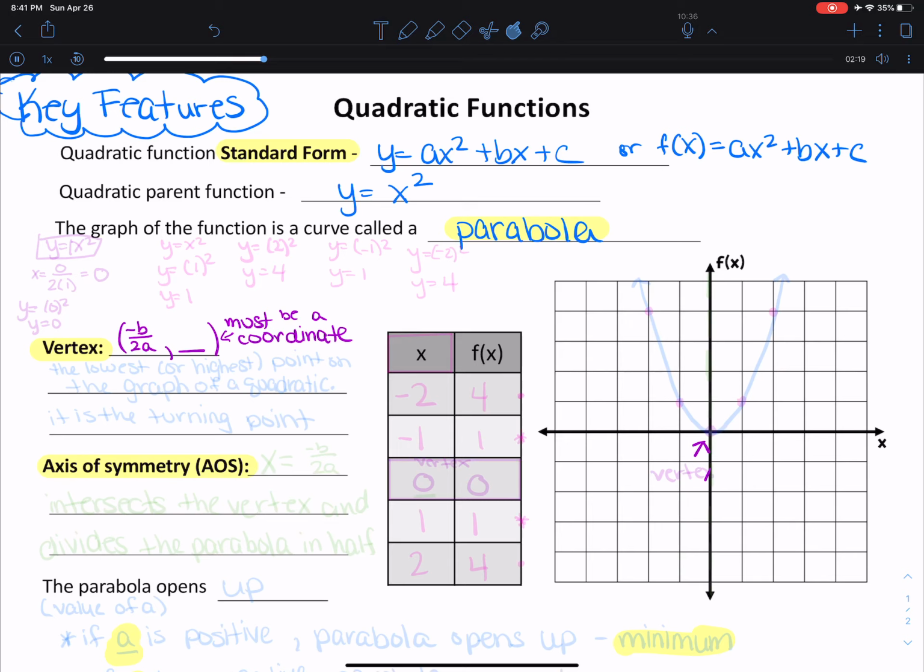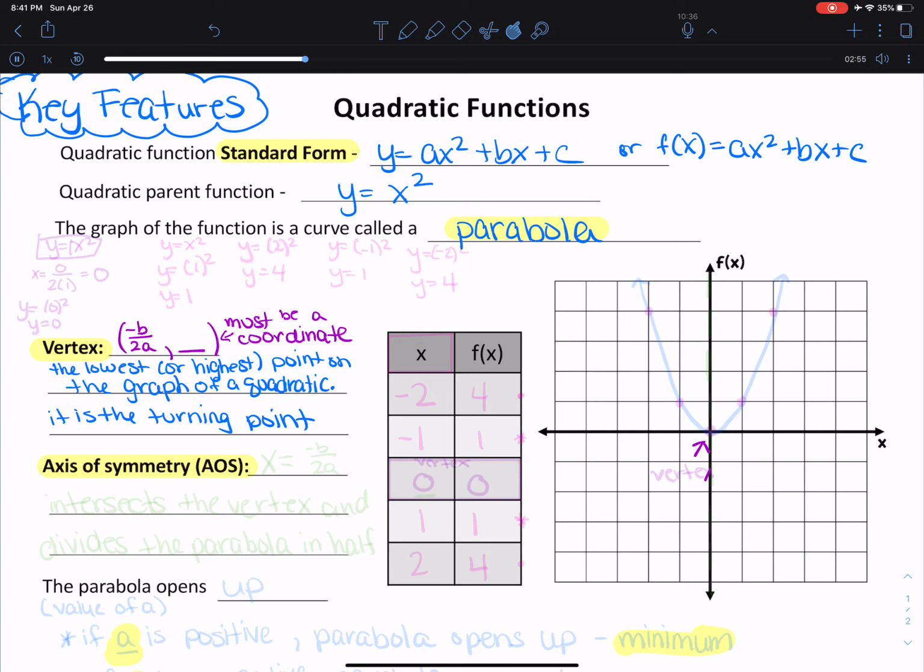The definition of a vertex is the lowest or highest point on the graph of a quadratic function. And it is also the turning point of our function.